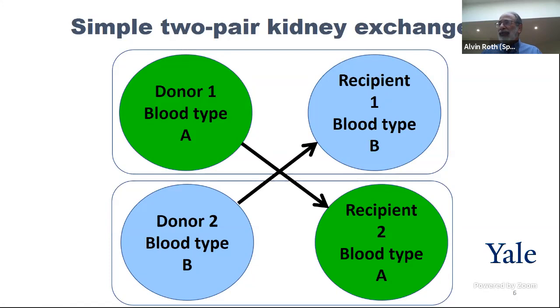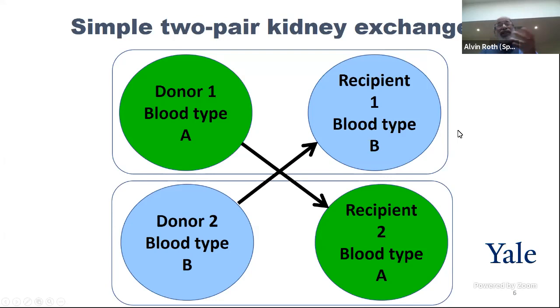But what Monaco and Morrissey did, there had been some earlier kidney exchanges of just this type between AB and BA pairs in South Korea. But what they did for the first time in the US was they said, let's go ahead and get these two extra transplants that we wouldn't otherwise get.